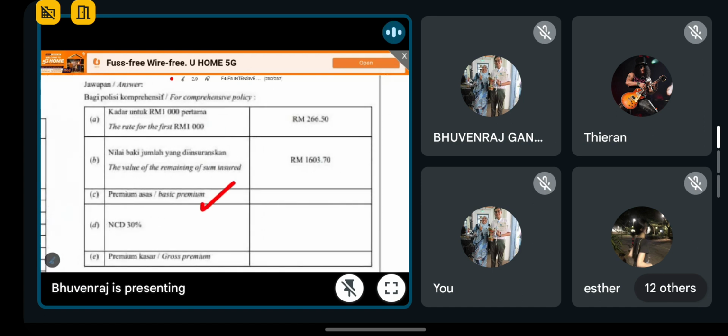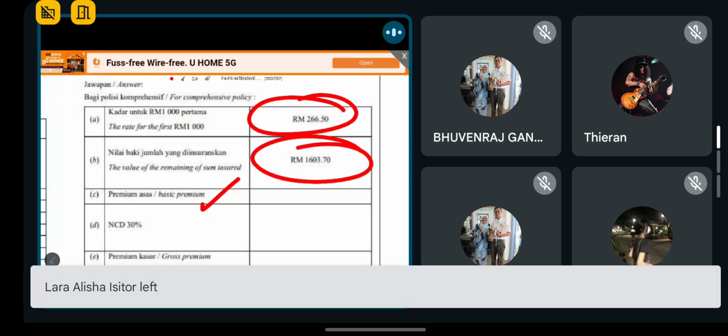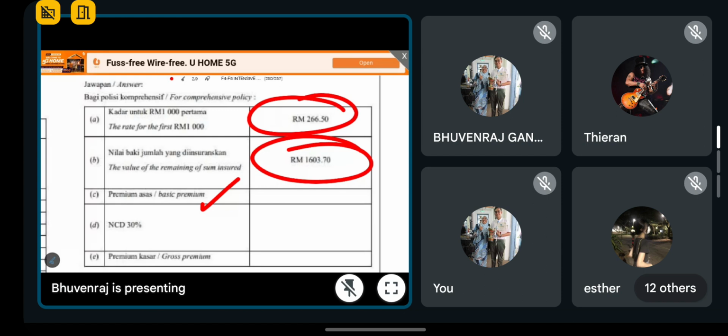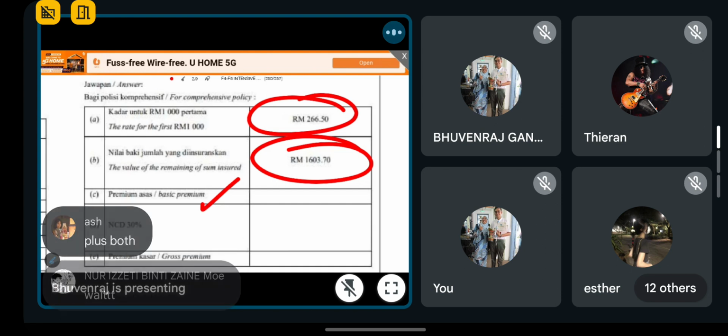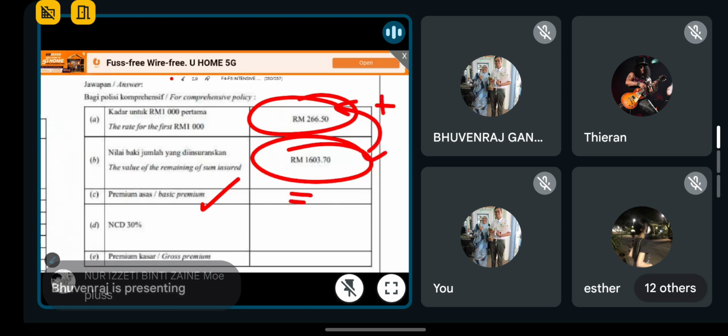Macam mana nak kira nilai yang ni? You have these two info over here. 1603.7. Izzati, kalau kamu cuba recall formula tu, tolak ke tambah? Yes, correct. Plus both, correct. Okay, so kamu tambah dua-dua yang ni, the value will be this one.